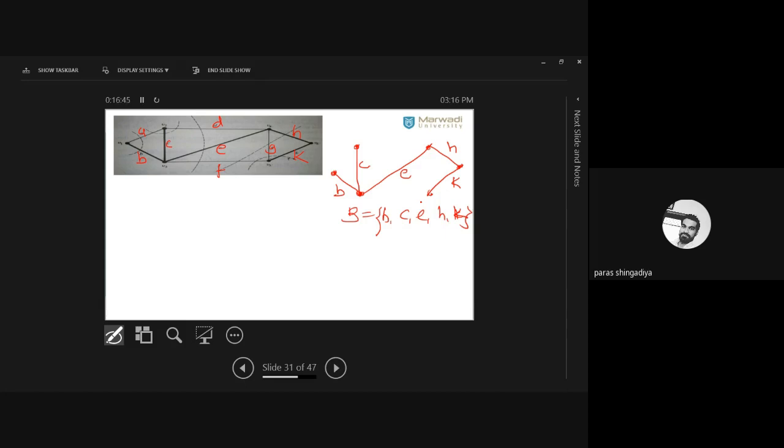Now, which edges are known as a chord? It is the remaining: A, D, F, G. This is known as a chord. Clear? Which is not a part of the spanning tree, what do we call that edge? It is a chord. Okay. If it is not a part of the spanning tree, then it is known as a chord. Is it clear up to this?